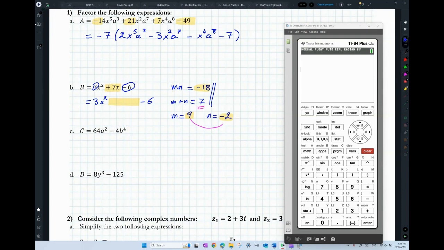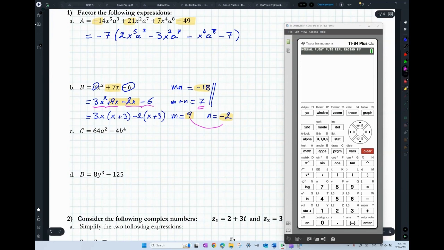So I'm going to break that down: plus 9x minus 2x. Then I'm going to factor by grouping. If I group those two, I can factor out 3x. I would have x plus 3. And if I group those two, I can factor out -2. And I would have x plus 3.